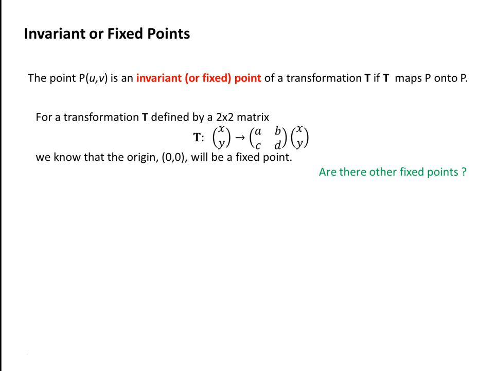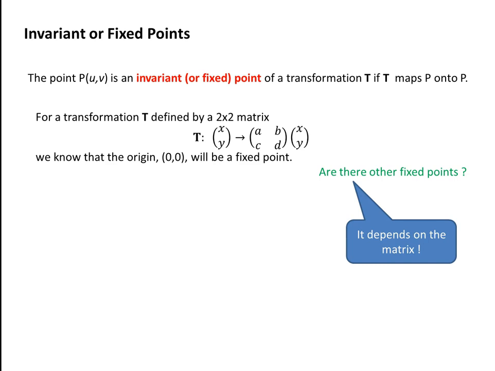Now, for a transformation T defined by the 2x2 matrix (a, b; c, d), we already know that the point (0, 0) is always mapped to itself. So the point (0, 0) will always be a fixed point. The point (0, 0) is always an invariant point if the transformation T is defined by a 2x2 matrix. Are there any other fixed points? Well, it depends on the matrix.